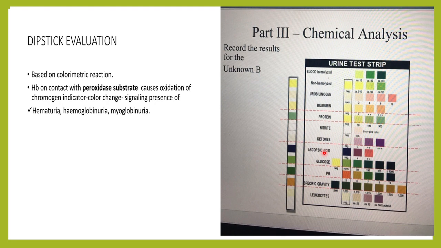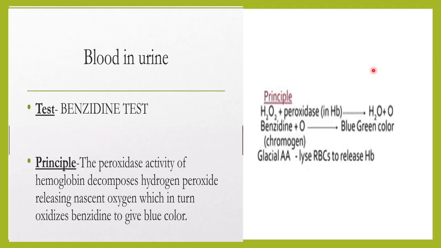So in the dipstick evaluation, what is the principle on which this test is based? The hemoglobin on contact with the peroxidase substrate causes oxidation of the chromogen indicator, and it causes the color change. And whatever heme is there or whatever blood is there, it can come positive in case of hematuria, hemoglobinuria as well as myoglobinuria. So all three will give you positive on the dipstick.